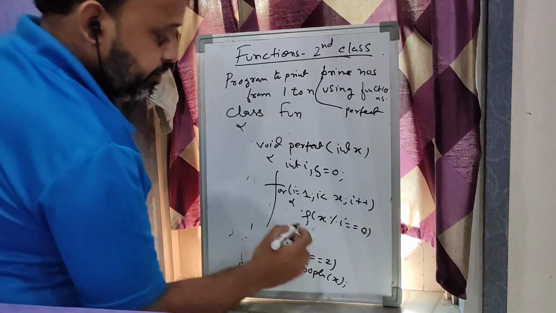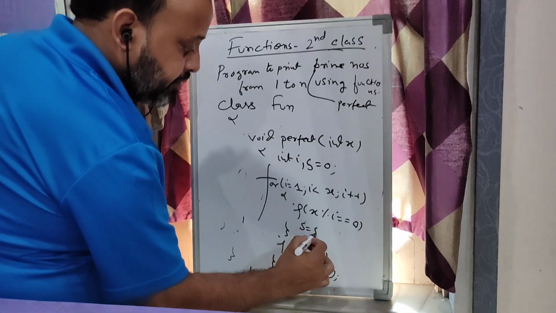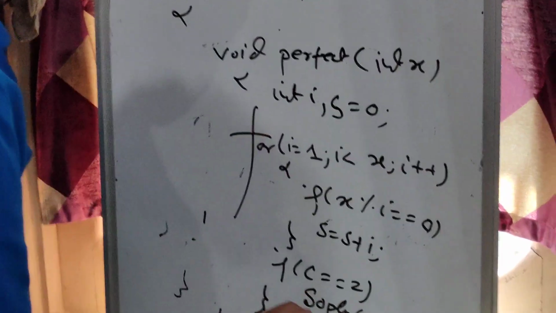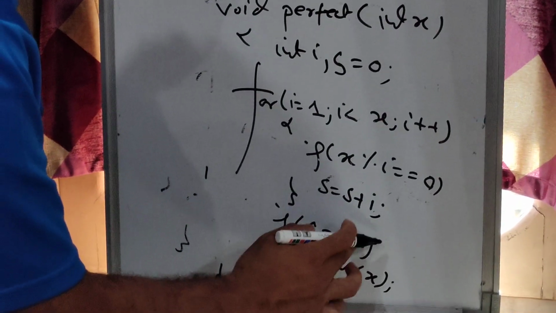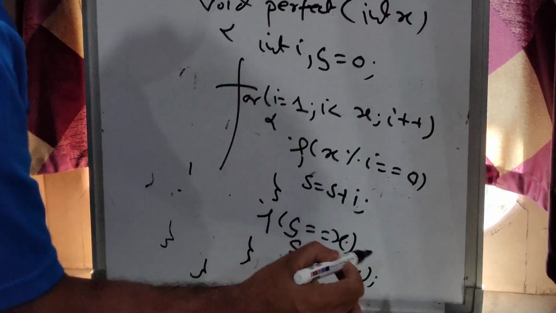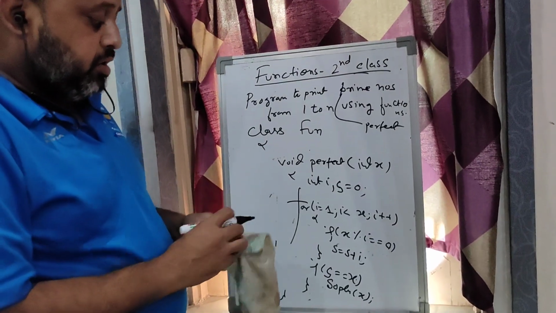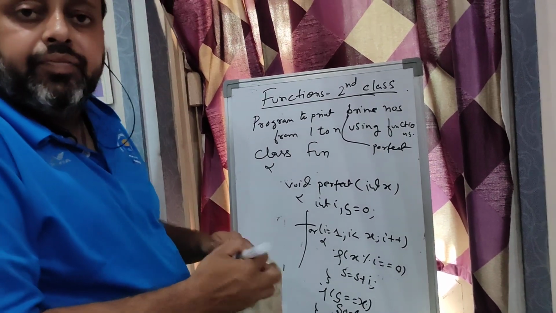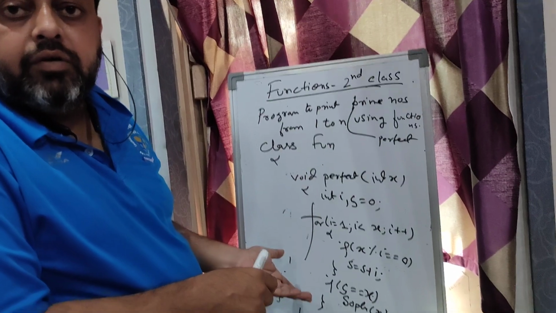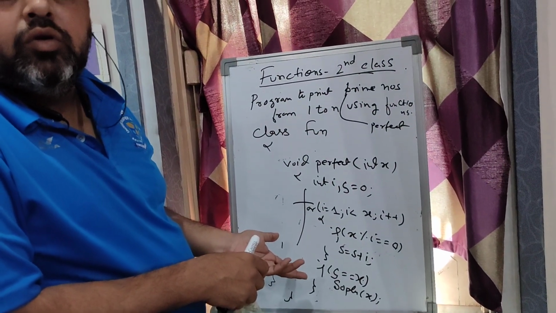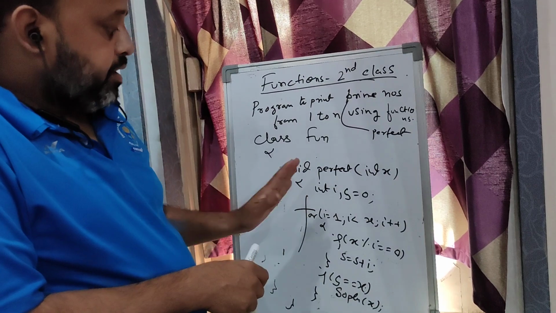You know what is a perfect number? Sum of the factors. This S is giving you sum of the factors. Now you are checking whether the sum and the numbers are same or not. So it's done. You are getting perfect numbers also, right?